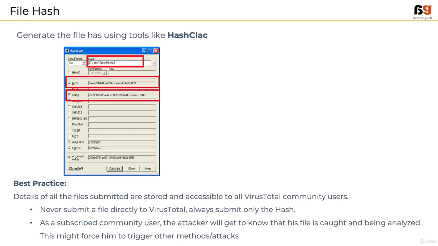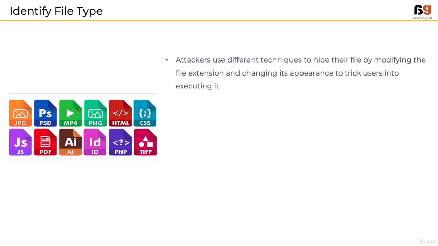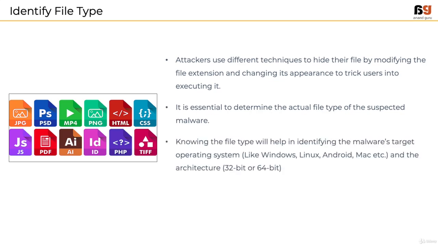Next step is we need to understand the actual file type. Attackers use different techniques to hide their file by modifying the extension, changing the icon, etc. This is done in order to trick the users to execute it. So it becomes necessary to determine the actual file type of the suspected malware. Knowing the file type will help in identifying the malware's target operating system, that is, whether it is targeting Windows or Linux or Mac operating systems, and also the architectures like 32-bit or 64-bit OS.